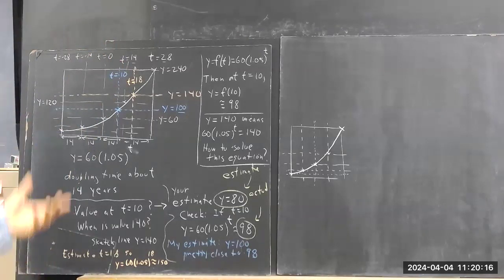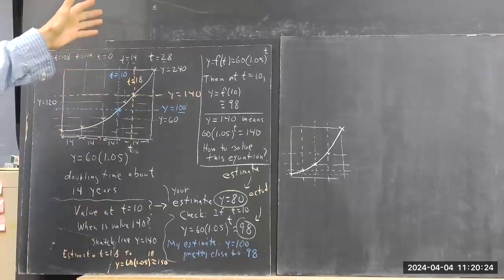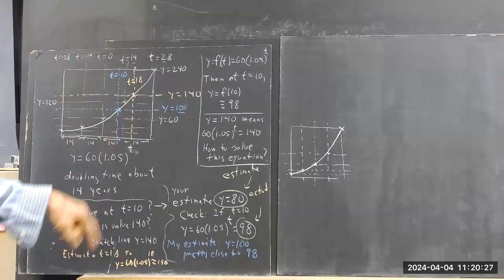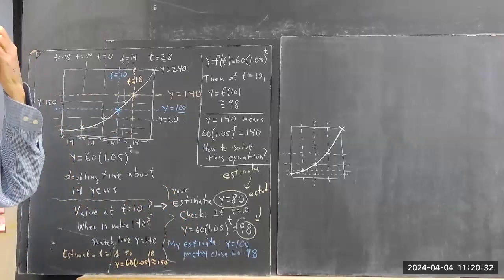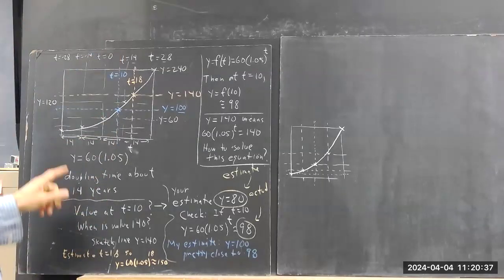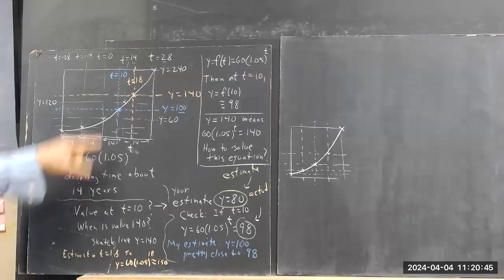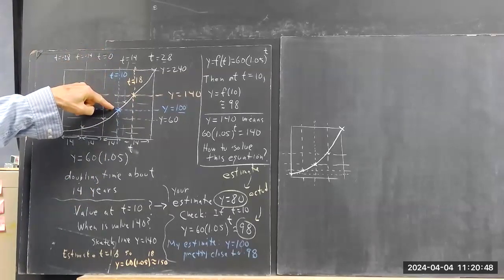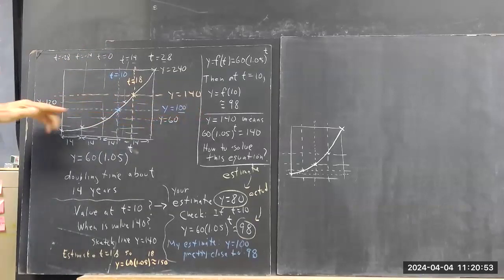So I don't deserve the fact that my estimate came out pretty close. The deficiencies of the graph made up for the deficiency of where I put the t equals 10, and I happened to get a good estimate. But that was just an accident. Okay. Well, t equals 10. So what's y when t equals 10? Well, this curve represents this function. So we look at where the curve intersects the t equals 10 line, and then we draw a horizontal line to estimate what y is.